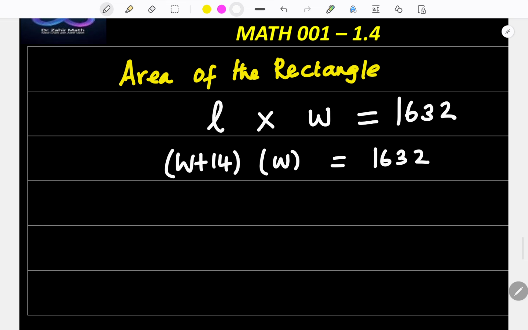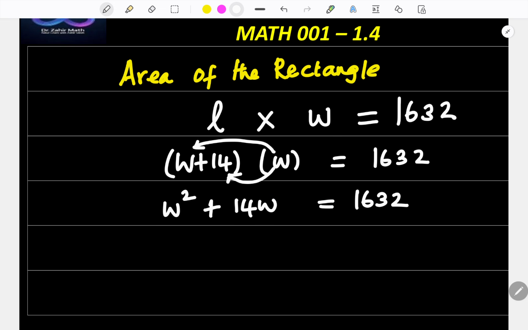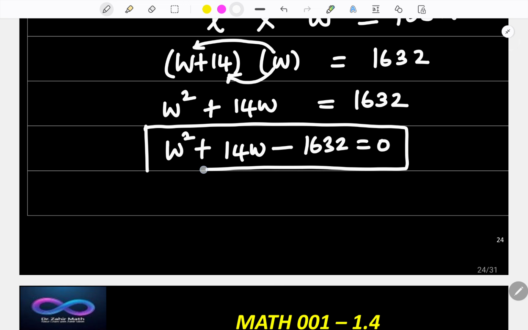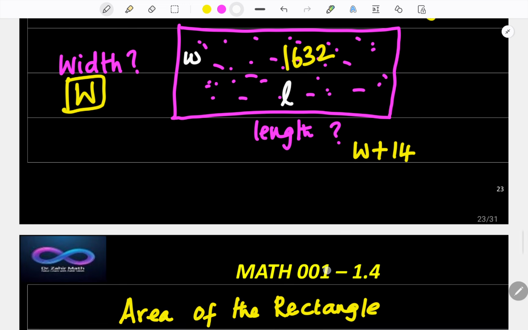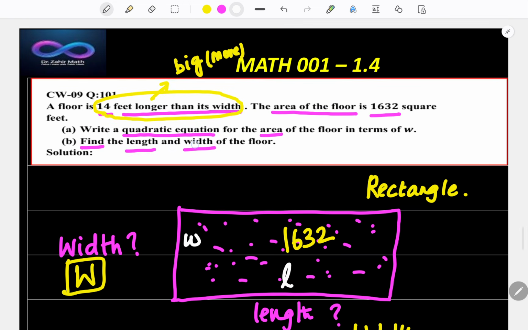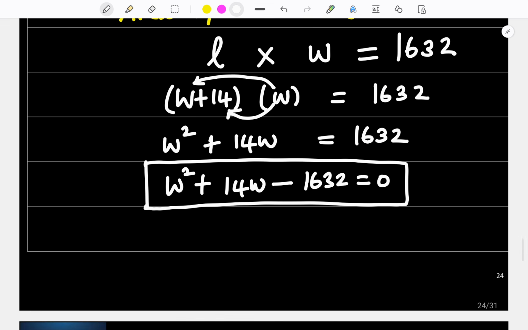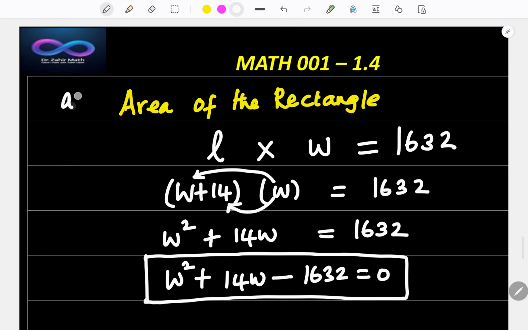Clear everybody? So W into W is W square. W into 14 is 14W, is equal to 1632. So W square plus 14W minus 1632 is equal to 0. This is a quadratic equation in W. Look at the first question: write a quadratic equation for the area of the floor in terms of W. Yes, we have a W, right? So this is your question A.